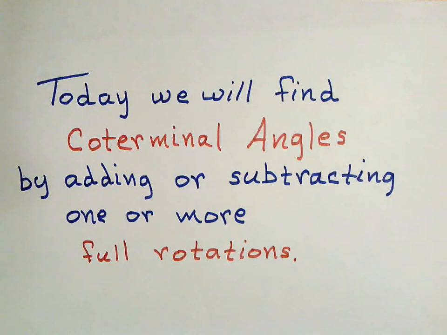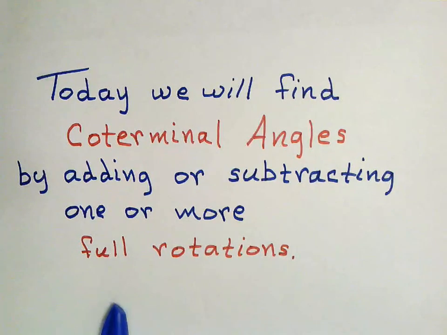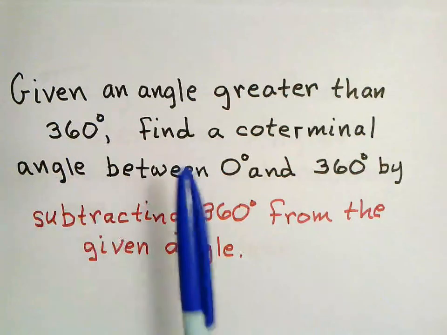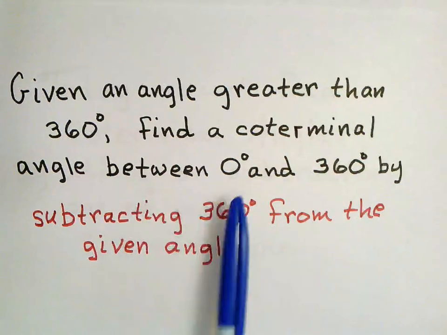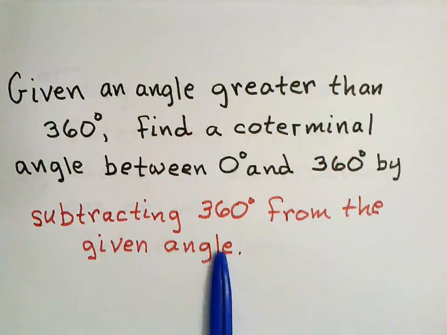We're going to review today finding coterminal angles by adding or subtracting one or more full rotations. A full rotation would be like 360 degrees or 2 pi radians. Remember that given an angle greater than 360 degrees, find a coterminal angle between 0 degrees and 360 degrees by subtracting 360 degrees from the given angle.